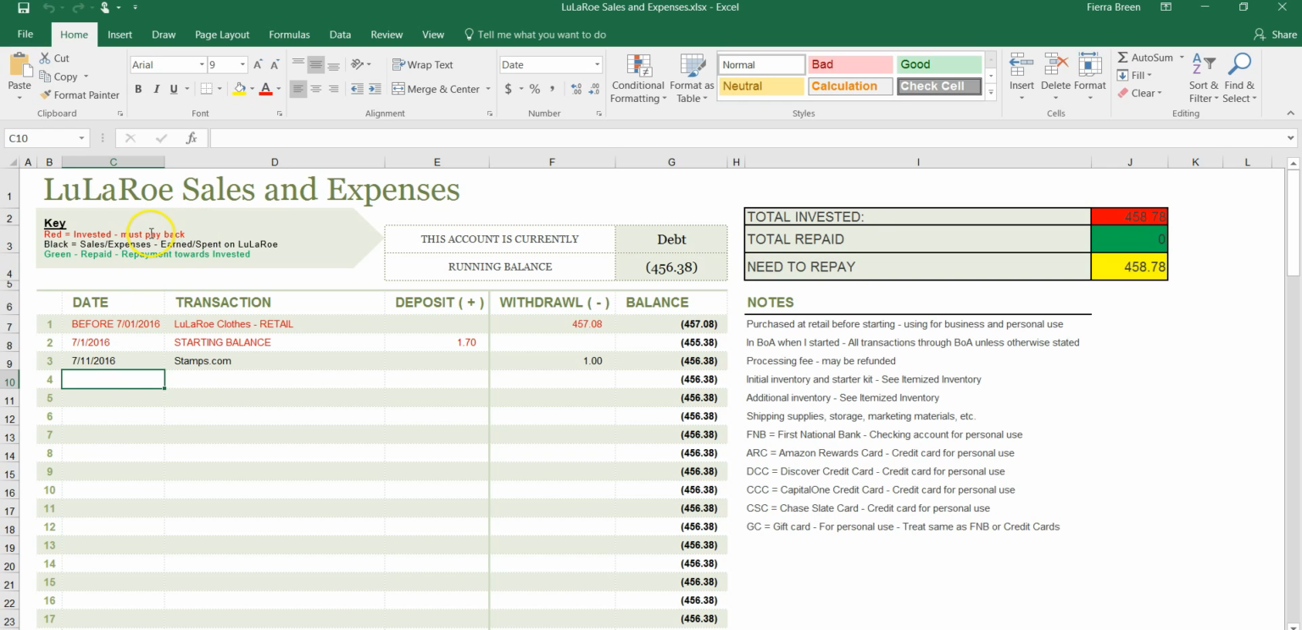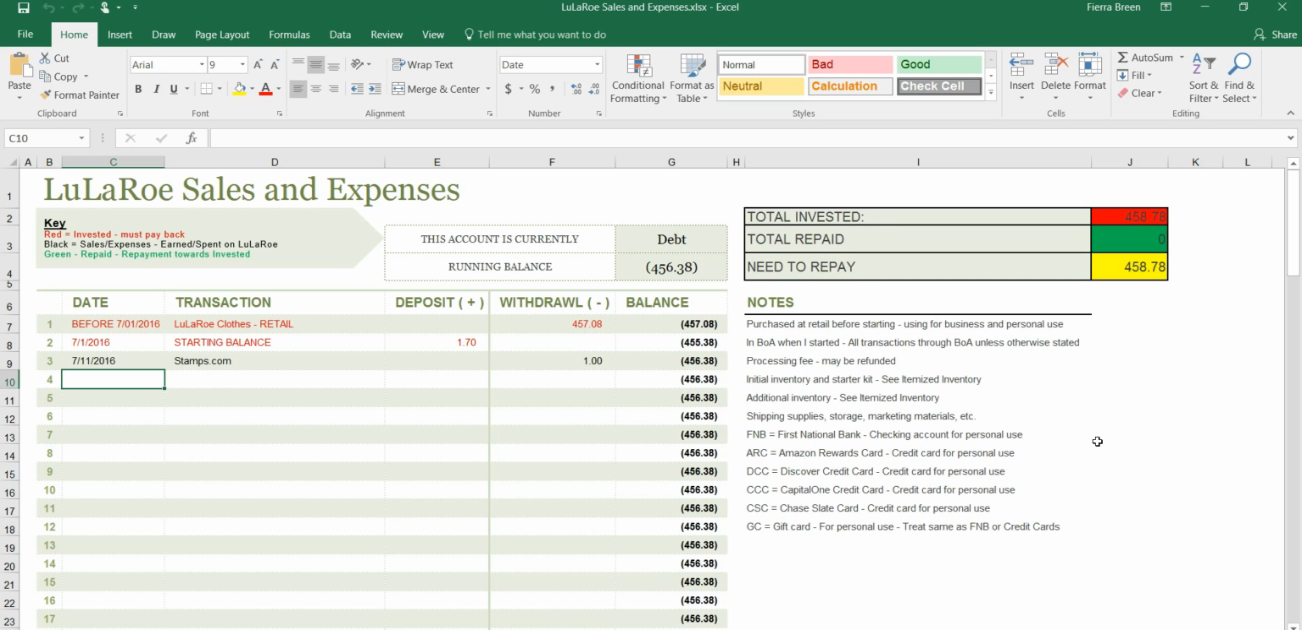Transactions that show up in red are money that I have put in from my own personal expenses account, which is First National Bank, abbreviated as FNB. I also have some credit cards that I'm using, and these are the abbreviations for that. Or if I use a gift card, like say somebody gave me a Shopko gift card for my birthday and I decide to buy storage bins with that, that's abbreviated as GC for gift card. It really doesn't matter where the gift card's for. It could be Shopko or Walmart or Amazon. If it's a gift card, it's GC.